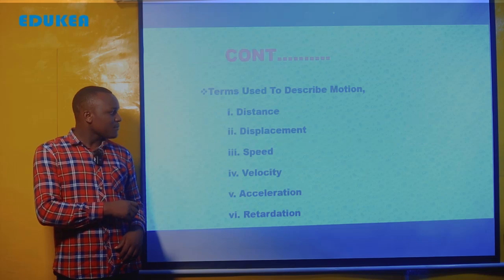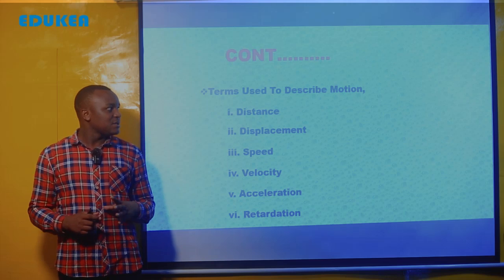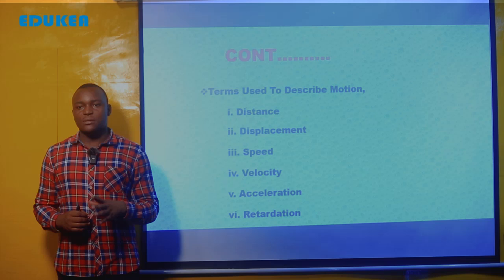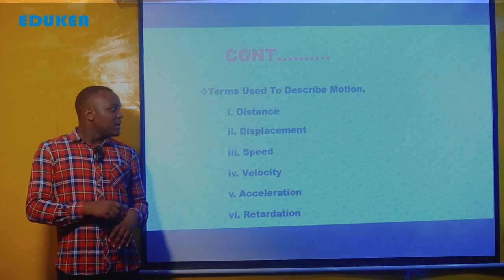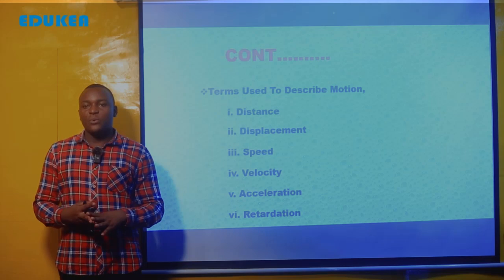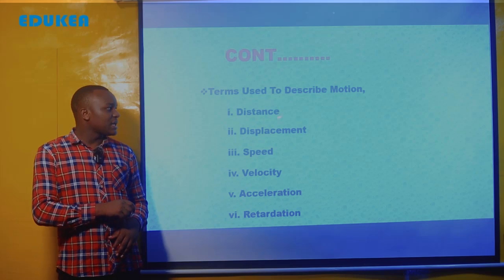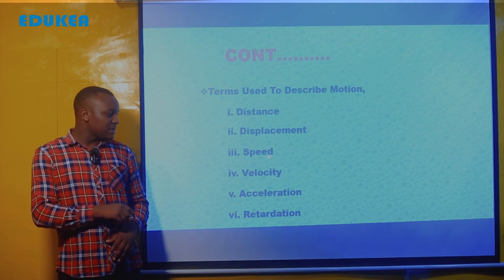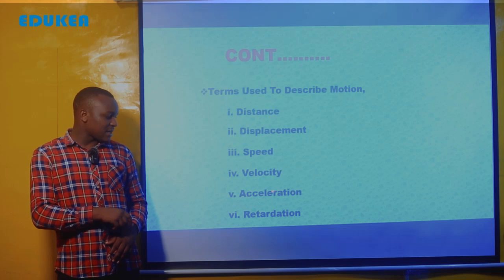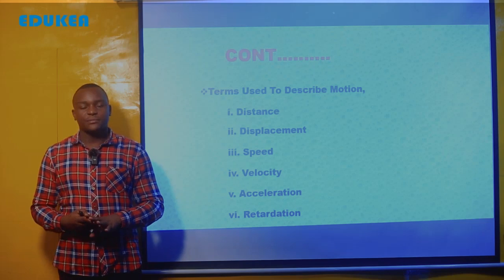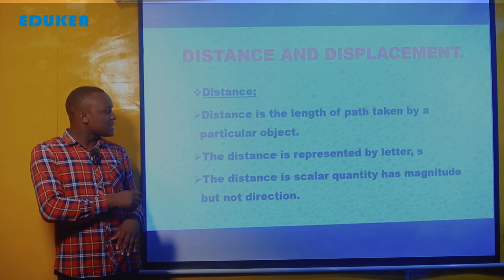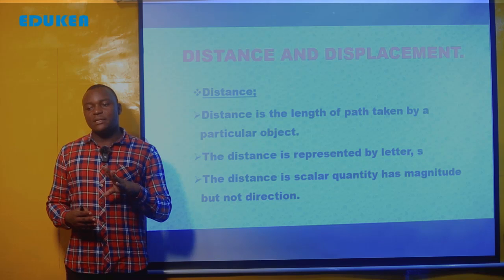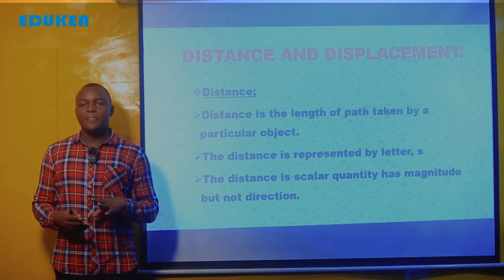So there are terms used to describe motion. Terms used to describe motion, kwamba vitu ambavyo tunavitumia kuelezea mijongeo. Kitu cha kwanza tunaita ni distance. Kitu cha pili ni displacement, also speed, velocity, acceleration and retardation. Starting with distance and displacement, what does the term distance mean, or what does the term displacement mean?